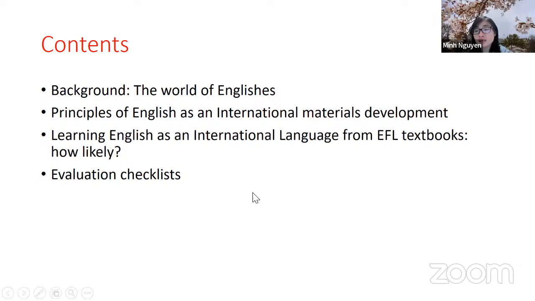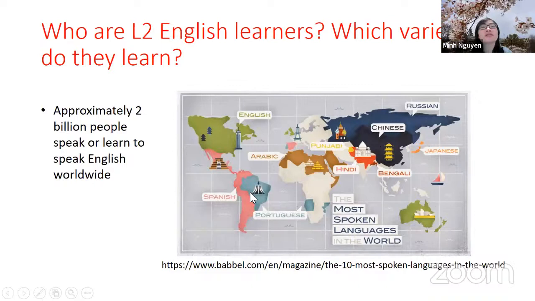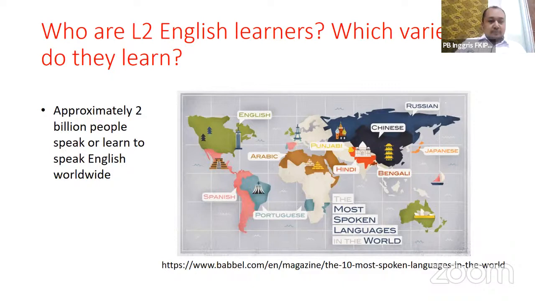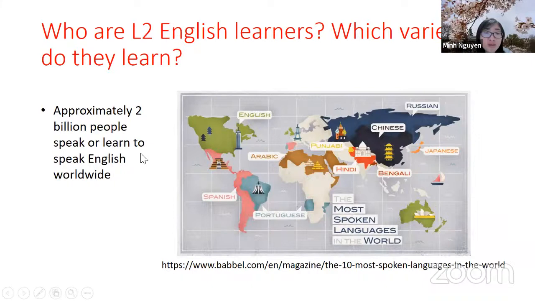Right, so let's start with some very general background: who are L2 English learners and which varieties do they learn? So we know that English is a global language. There's no doubt that it's a global language. It's being learned and spoken all over the world. And according to a report by the British Council, it is estimated that approximately 2 billion people currently speak or learn to speak English worldwide. The majority of these are second language speakers. So this vast number of second language speakers of English has made English the world's most commonly studied language.